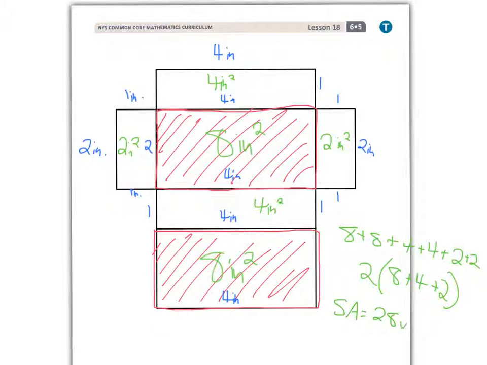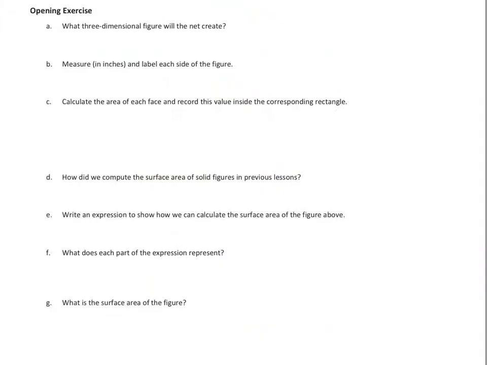28 units squared. And you might be thinking, whoa, why is it squared? I thought this was a three-dimensional shape. Well, right, but remember we're doing surface area, so we're still talking about flat surfaces that cover something, not actually fills anything. So those were all the answers for the opening exercise.